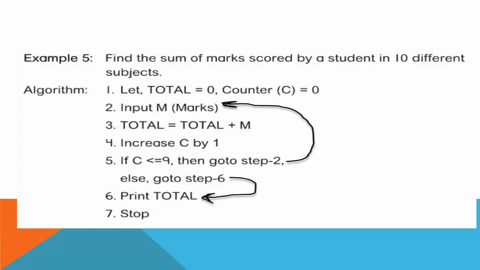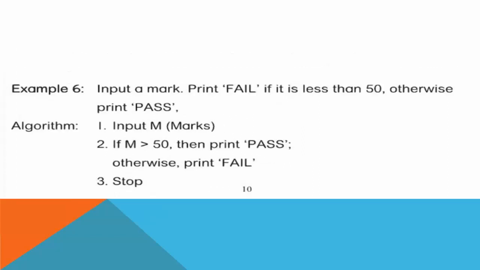Let us move on and consider another example. Example 6. Input a mark, print fail if it is less than 50, otherwise print pass. So whatever marks you are entering, the program will print fail or pass depending on the condition that the mark is less than 50 or equal or greater than 50.